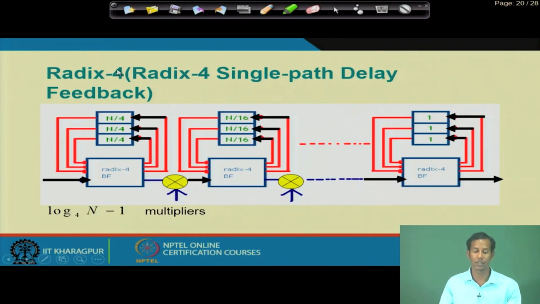In the case of the radix 4 single path delay feedback, this is the radix 4 butterfly, and we have to run it N by 4 times, then N by 16 for the next stage, and the final one has to run only once. Here we require log 4 N minus 1 multipliers for the complex multiplication.